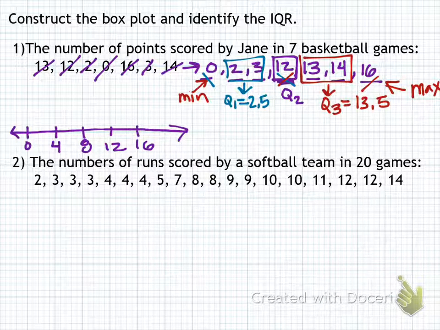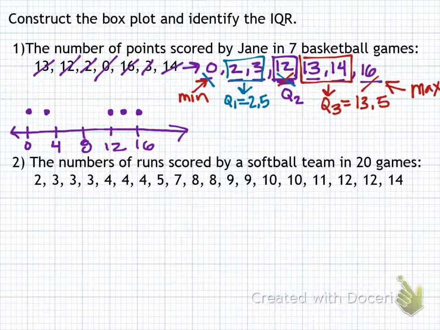I'm going to plot these important points now. So the min is here at 0. The Q1 was 2.5, so that's about right here. Q2 is 12, so I'm going to plot that point here. Q3 is 13.5, so that's about here. And then the max is 16, so that's this point. Okay, do you see I have 5 points? We're always going to have 5 significant points here.